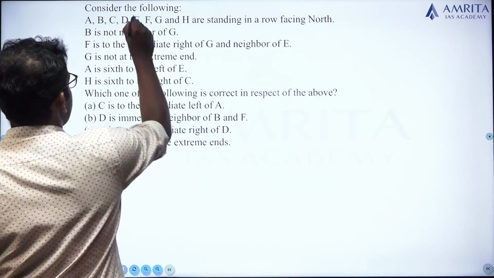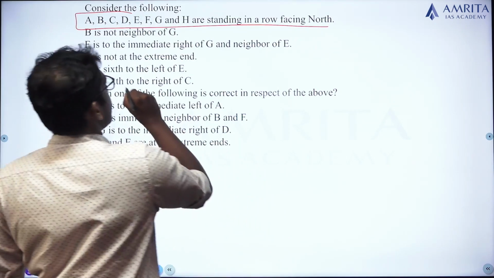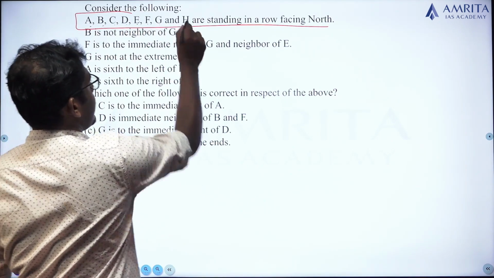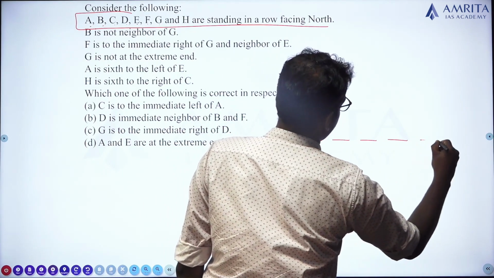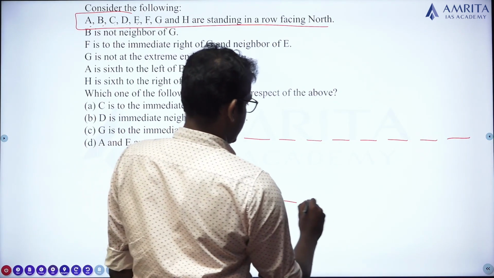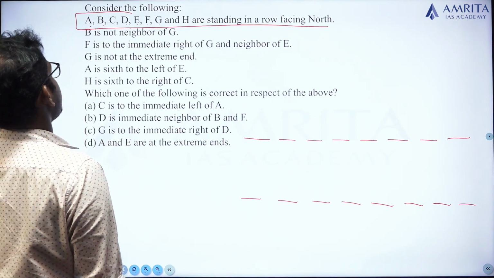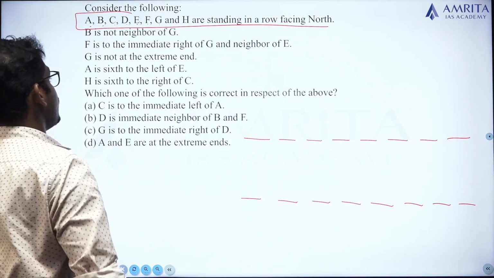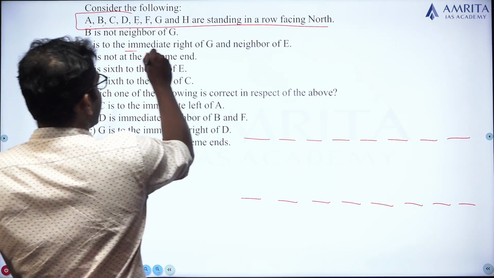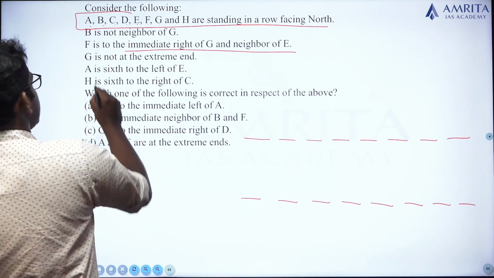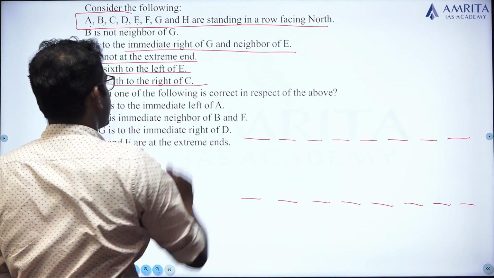Consider the following. A, B, C, D, E, F, G, H are standing in a row facing north. How many? 1, 2, 3, 4, 5, 6, 7, 8. So 8 members are there. They are facing towards north. B is not a neighbor of G. F is to the immediate right of G and a neighbor of E. G is not at the extreme end. A is 6th to the left of E. H is 6th to the right of C.